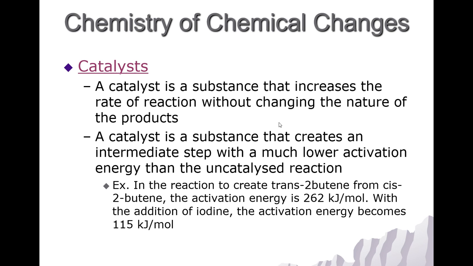Okay. Here's just an example of how much it can happen. This is basically one reaction. The cis and the trans mean how they're arranged. It's not worried about it. 260 kilojoules of energy per mole without a catalyst, without adding iodine. Drops it to less than half with the addition of iodine. So that reaction happens at a lower temperature, happens quicker if you keep it at the same temperature.